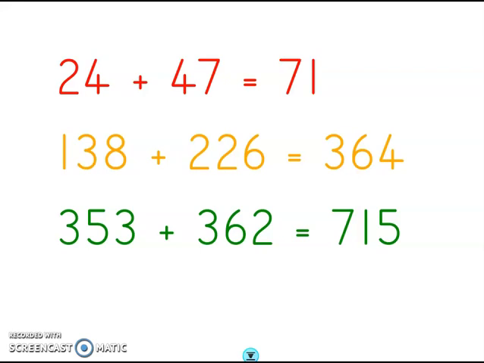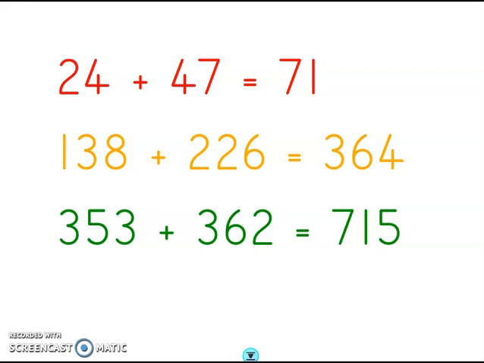With our 138 plus 226, we had 8 plus 6, which gave me an answer of 14, so 4 ones and 1 10. 3 tens plus 2 tens gives me 5 tens. Add on that extra 10 to give me 6 tens. So 6 tens and 4 ones. And 100 plus 200 to give me 300s. So 364. Looking at our green, we had 353 plus 362.